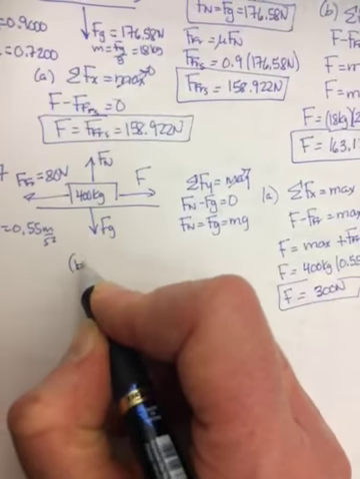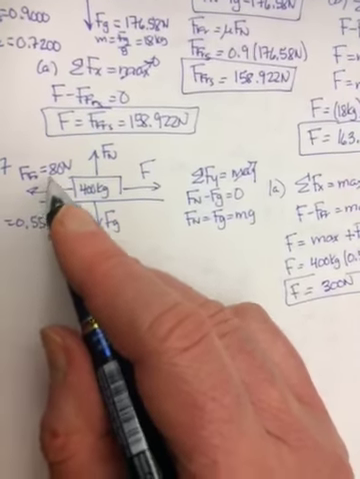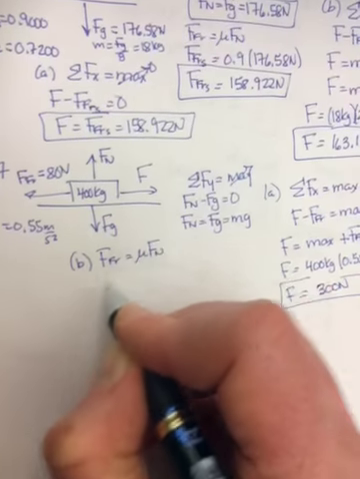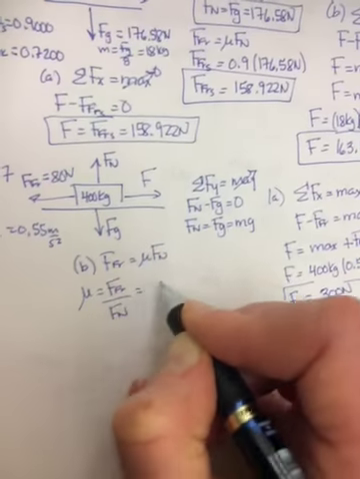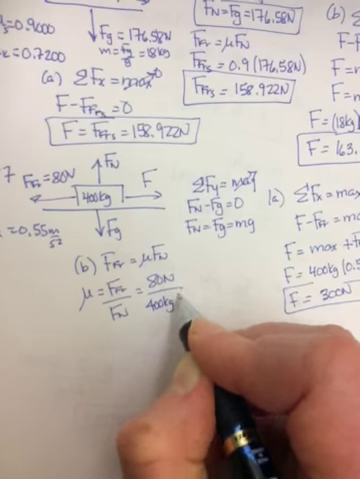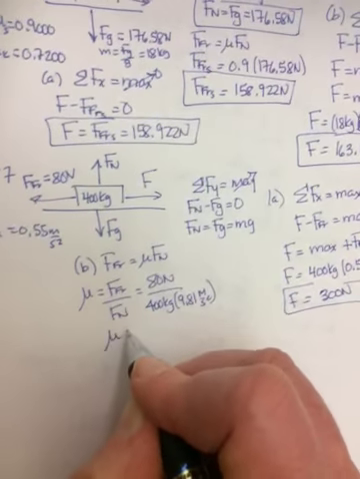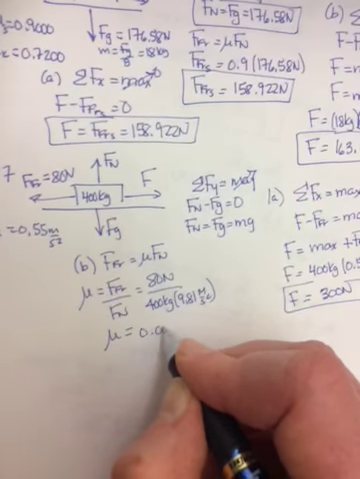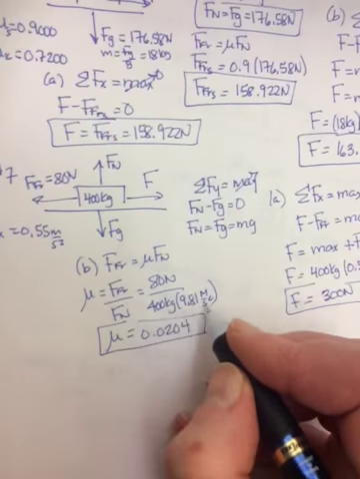Part B wants to know what must the coefficient of kinetic friction be. So you're looking for mu. You have Fn, or you kind of have Fn, I didn't actually find it, and you have friction. So use your fun equation, friction equals mu Fn. So mu is equal to friction over Fn. So 80 newtons divided by 400 kilograms times 9.81 meters per second squared. Mu is equal to 0.0204. So that's like 1 over 5.